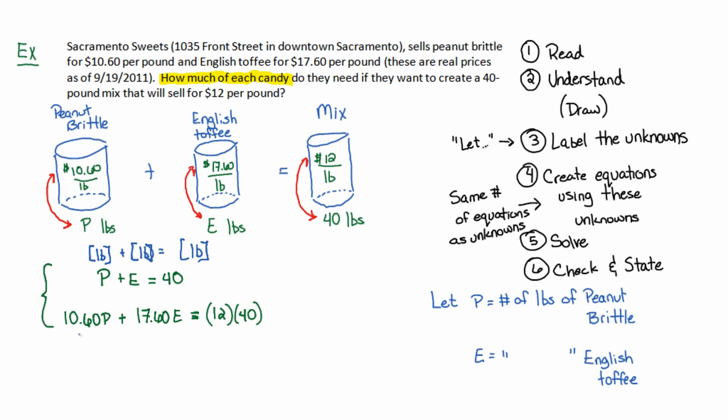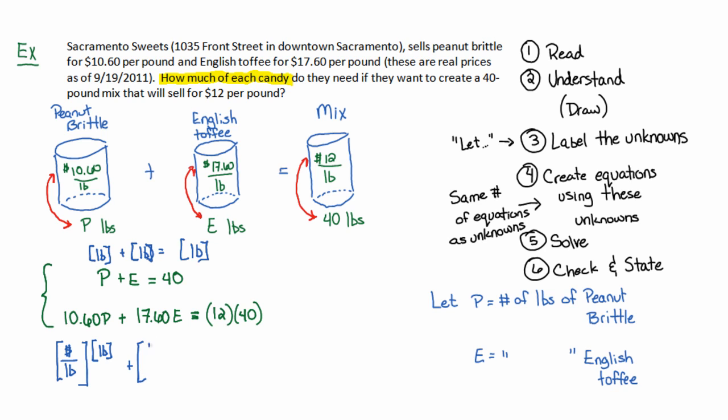To make sure you're adding the same units and getting the same type of units as an answer, in the second equation, the units for that 10.60 are actually dollars per pound. And P is just a number of pounds.